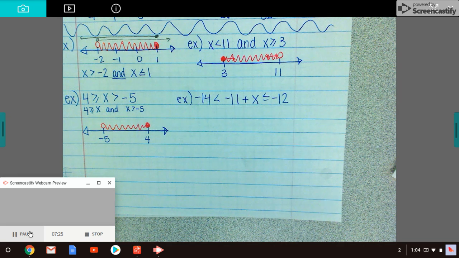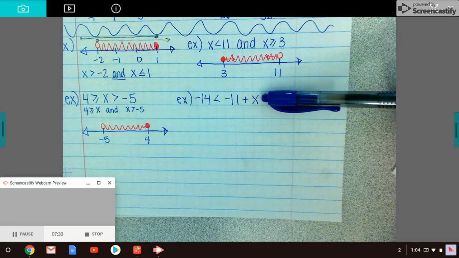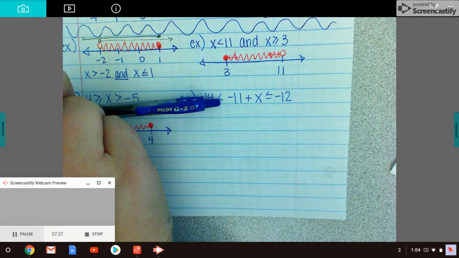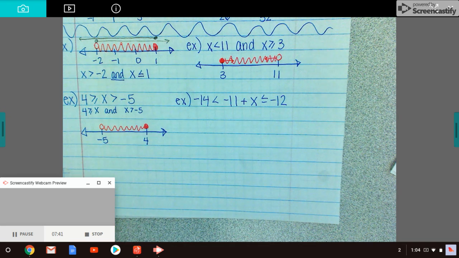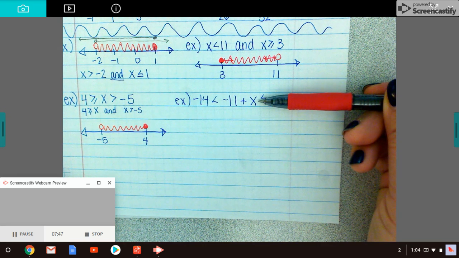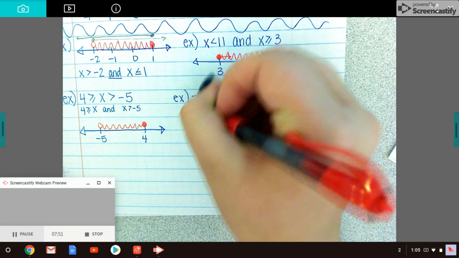All right, here's our last example. We're going to have one that doesn't have the word and in it just yet. Notice, again, if I cover up that piece, I have -14 is less than -11 plus x, and on the right, I have -11 plus x is less than or equal to -12. So I can do those separately. Notice, though, that this one we have to do some solving. In each of these, our only step would be to add 11. So what I'll actually do is add 11 to all three sides.